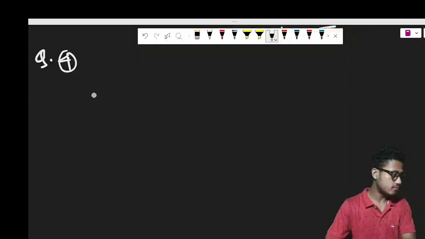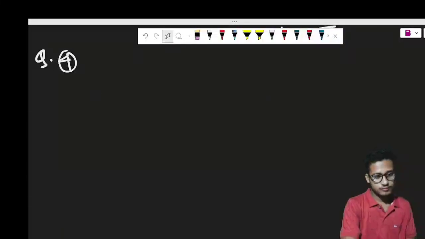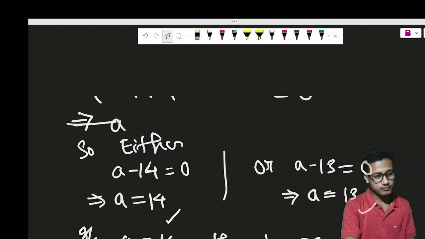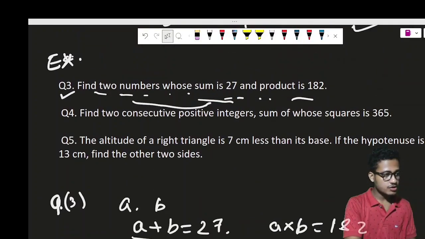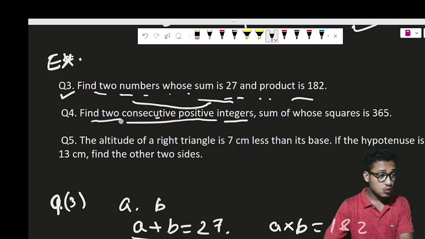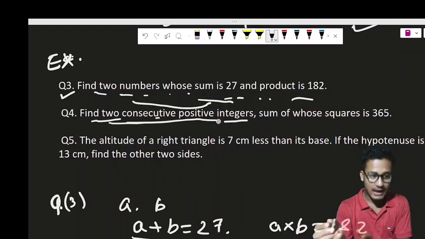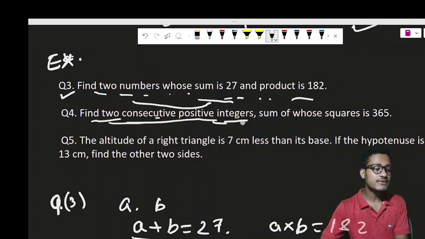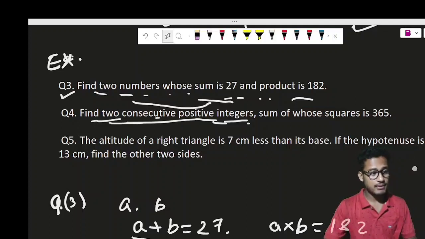Question number 4 is given that find two consecutive positive integers. Consecutive means 3 and 4, 5 and 6, 7 and 8, they are consecutive. Find two consecutive positive integers, the sum of whose squares is 365.